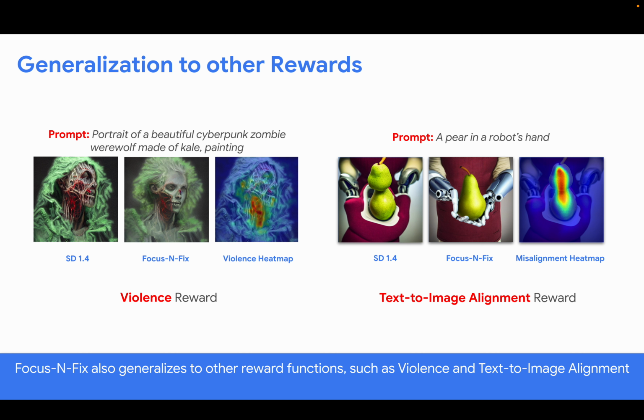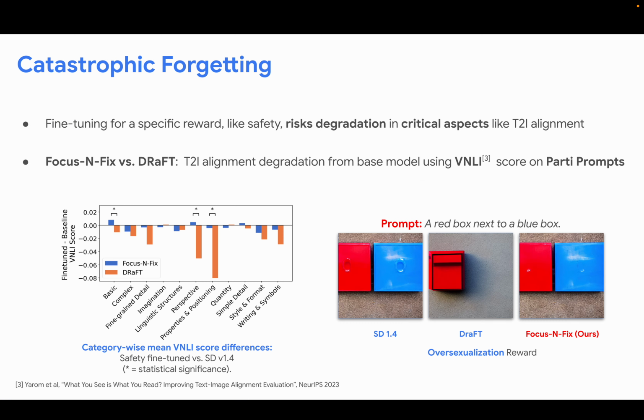As discussed earlier, traditional fine-tuning for a specific reward, such as safety, risks degrading performance on other critical aspects like alignment. We demonstrate that Focus and Fix preserves alignment more effectively than standard techniques like DRaFT. To measure this, we compared the difference in VNLI scores on the PartiPrompts between a baseline and the fine-tuned model. The results show that Focus and Fix has significantly less alignment loss in the basic, perspective, and properties and positioning challenge categories compared to DRaFT. For instance, the figure on the right shows that after safety fine-tuning, our model can still generate a red box next to a blue box, while the DRaFT-tuned model may lose this capability.